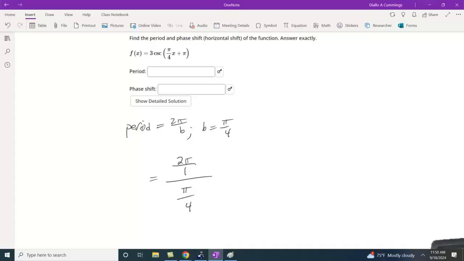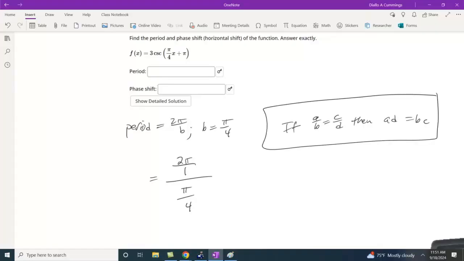I'm actually doing this so I can use a formula to simplify a complex fraction. I made 2 pi a fraction by simply putting 2 pi over 1. My denominator is a fraction, pi over 4. Just remember the formula says if a over b is equal to c over d, then you can cross multiply. That's the cross product property.